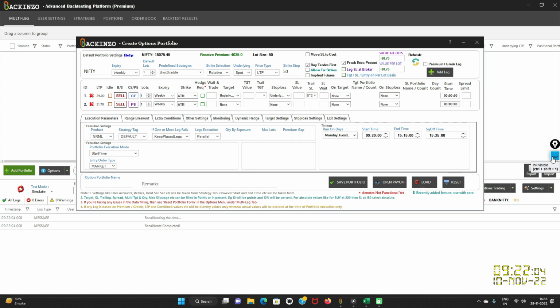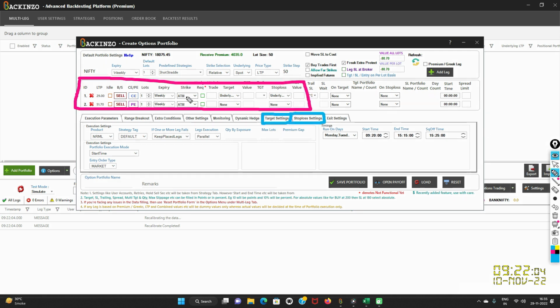Now you can open new avenues to backtest better with Backinzo because you have the choice of working with the leg basis of an underlying movement as well as the combined basis. This is the way you can set target and stop loss based on an underlying movement leg wise. And this button, target setting and stop loss setting, you can utilize for setting target and stop loss onto your portfolio, that is the combined one.